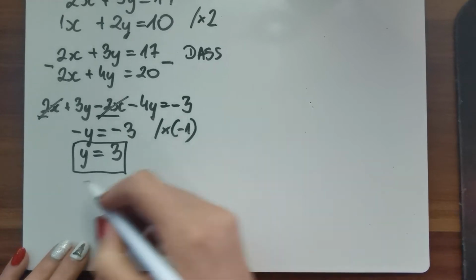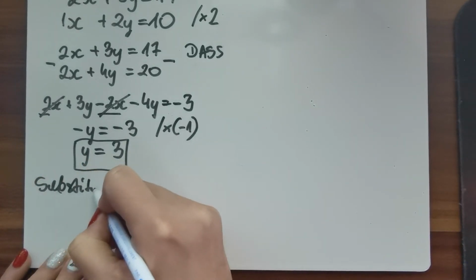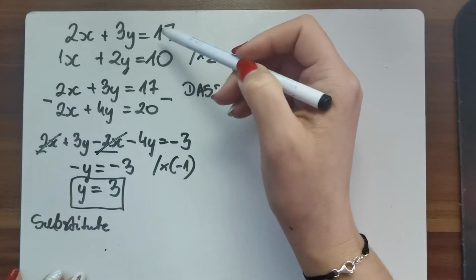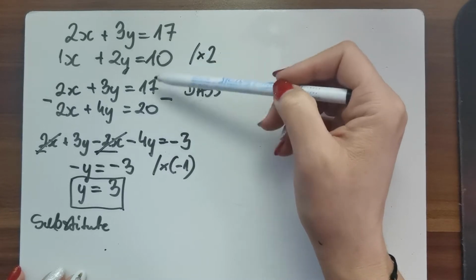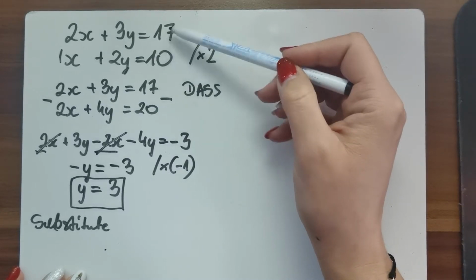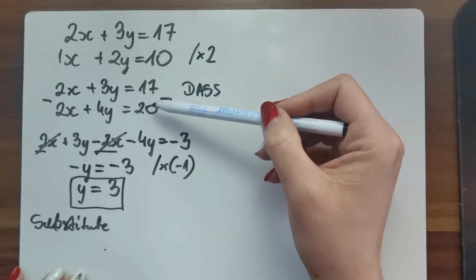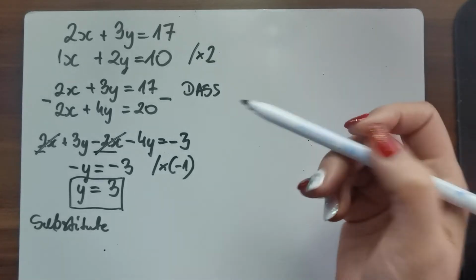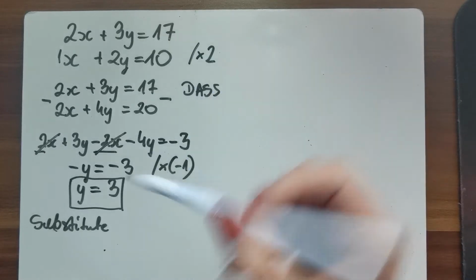The next step is to substitute this value into any of those two equations. So we can use any of these four, actually three equations. So we can use those two before the change, or also this one when we have changed and multiplied by 2. But it would be actually pointless. So I will substitute into my original equation.